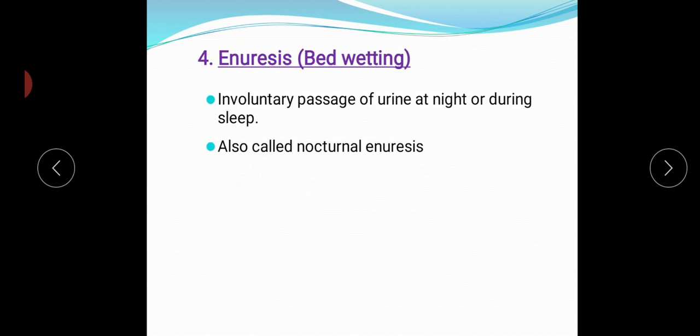Next one is enuresis, also known as bedwetting. You may also call it nocturnal enuresis. Physiologically it is seen in children, but many times it is also seen in older children or in adults as well. There is basically an involuntary passage of urine at night or during sleep. Most of the time this is seen during sleep, and most of us sleep at night, so this is also called nocturnal enuresis.